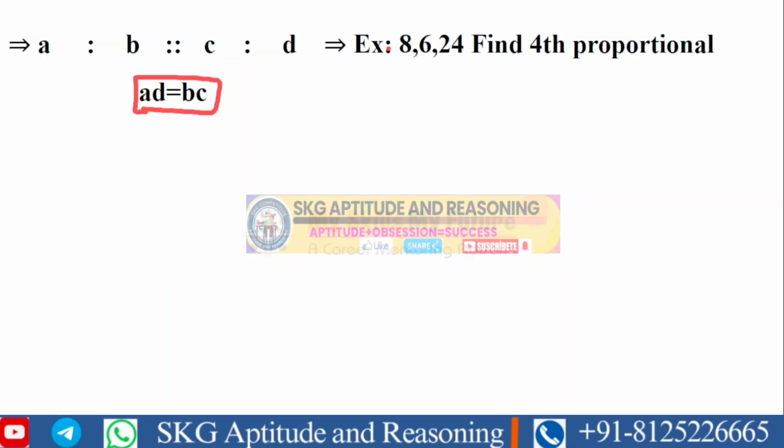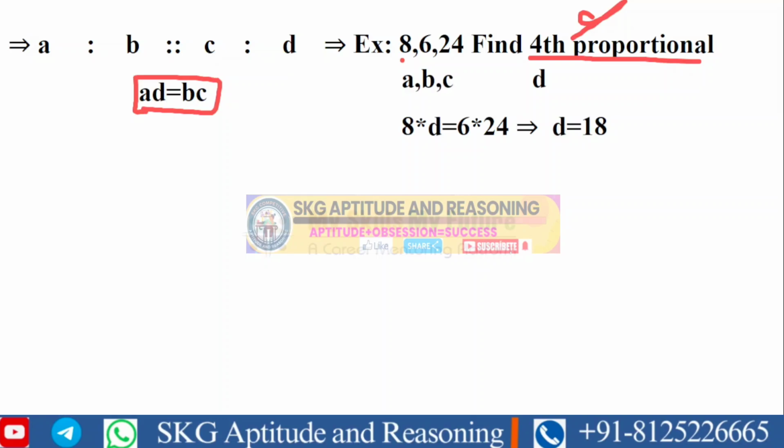Suppose 8, 6, 24 are the three numbers, and find the fourth proportional. The fourth proportional is what I name D, which means the values given are A equals 8, B equals 6, and C equals 24. So what do we need to find? We need to find the value of D.